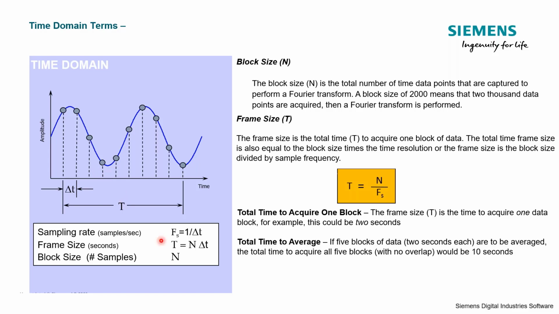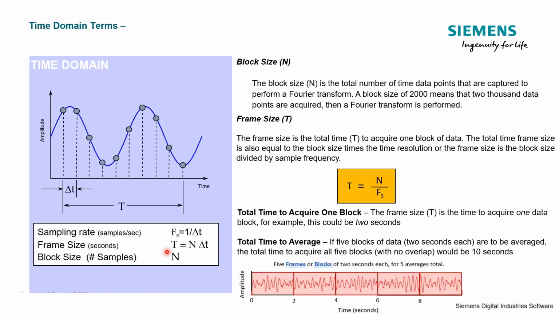Now, we don't want to confuse that frame size, this cap T, with the total time to do our test. This cap T is just for one block of information. But let's say you wanted to do several averages, for example, and let's say our block size was such that it was 2 seconds. So we need 2 seconds of data just to do one average. Now, if we decided that we're going to have 5 blocks of data, then we need 10 seconds worth of data to be able to do those 5 averages.